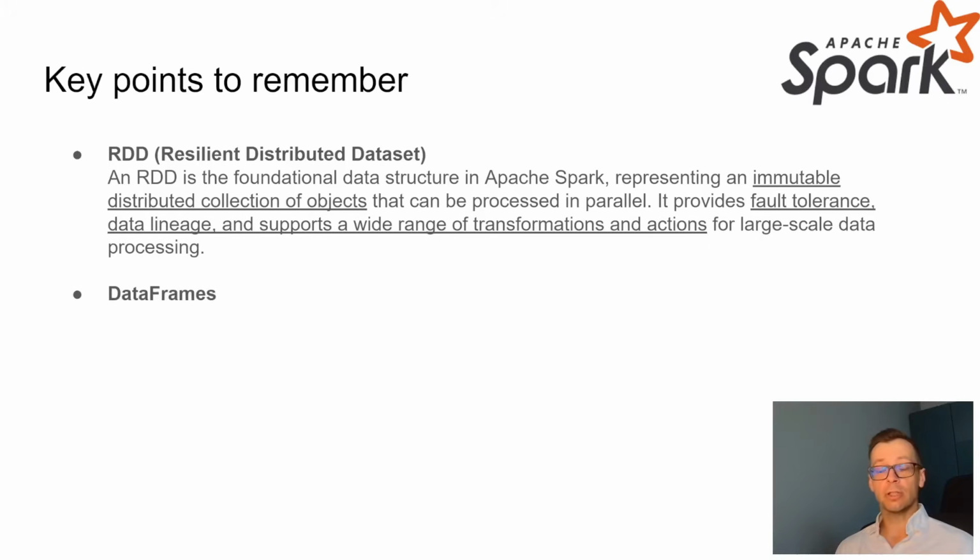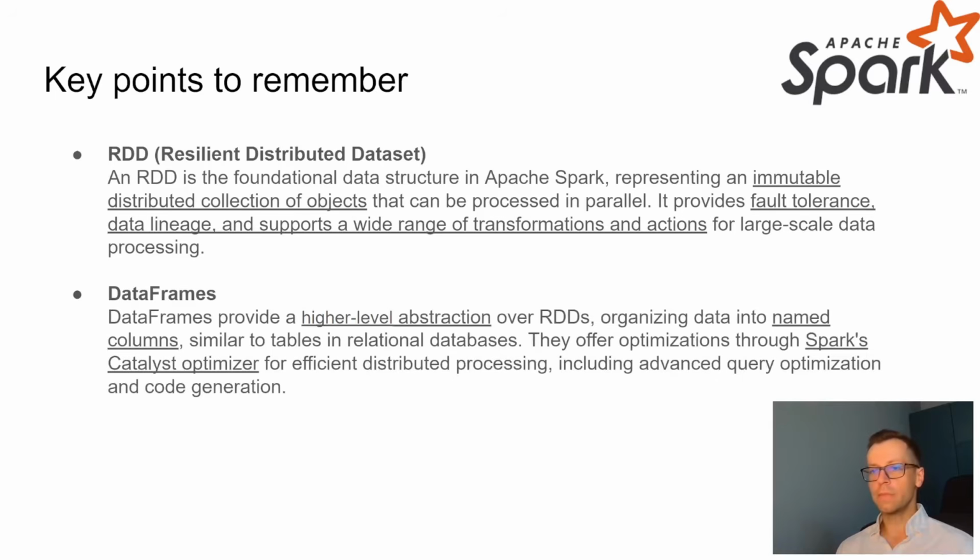The second data structure is called DataFrame, inspired by pandas from Python. And DataFrame is a higher level abstraction over RDD, organizing data into named columns similar to tables or to a spreadsheet. And whenever we are using a DataFrame, everything goes through Spark Catalyst Optimizer, which is a big benefit.